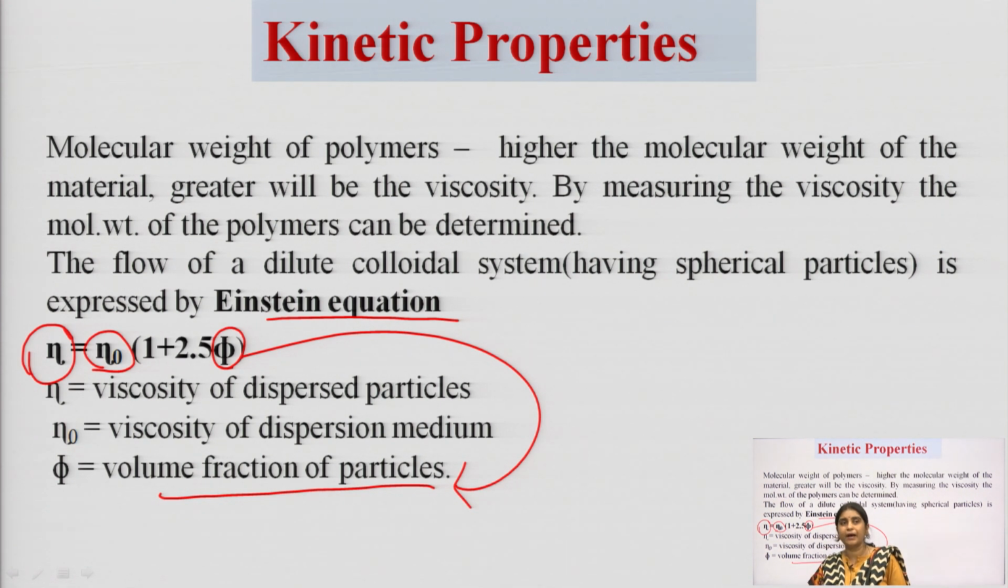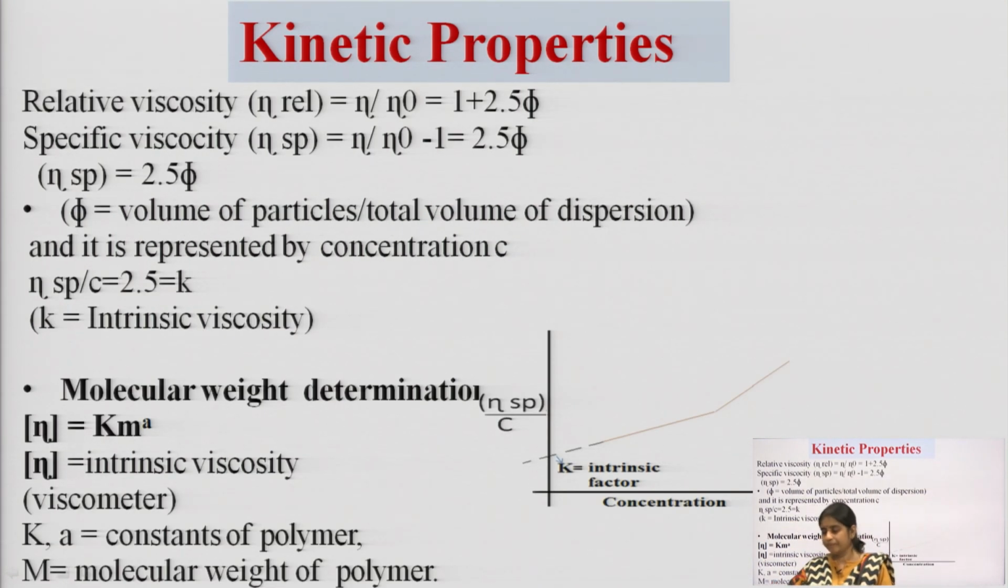What do we understand by volume fraction of the particle? Volume fraction of particle means the weight of particles divided by the total weight of the colloidal dispersion, or as here we have taken it in terms of volume, phi is equal to the volume of particles divided by the total volume of the dispersion. So, it is a volume fraction.